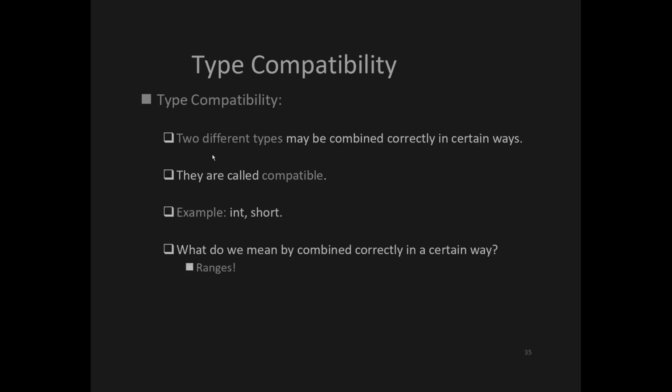Type compatibility. Two different types may be combined correctly in some ways. They are called compatible. For example, int and short. Now, both of these are integers, but one of them is 32 bits and the other one is 16 bits. So you can add them together and put the result in a 32-bit integer. That's totally fine. Similarly, you can just assign a short value to an integer. So for example, short x equals 5 and then int y equals x, that's totally valid.